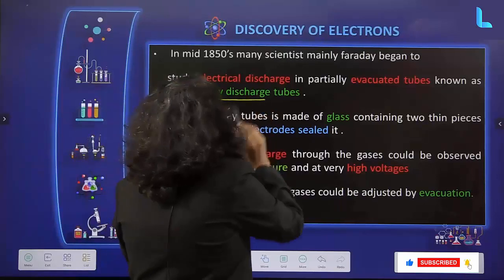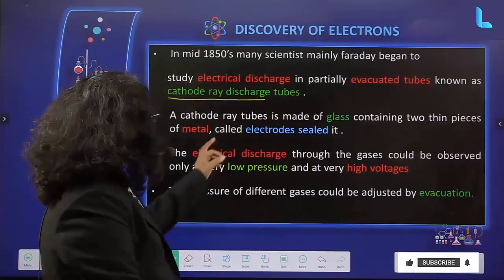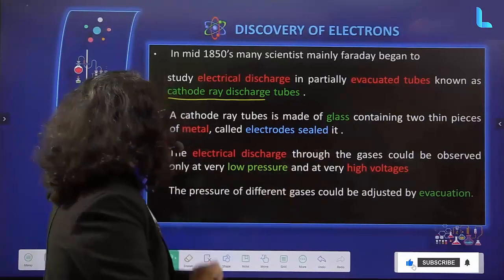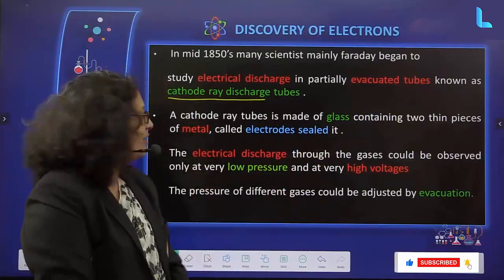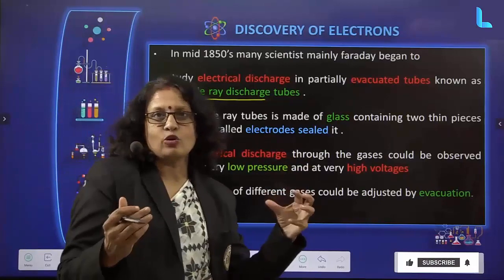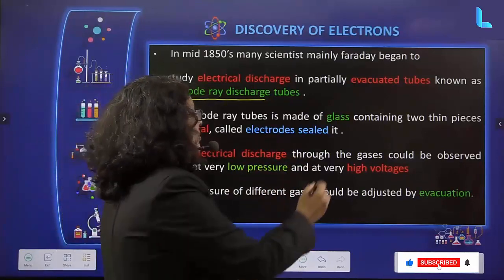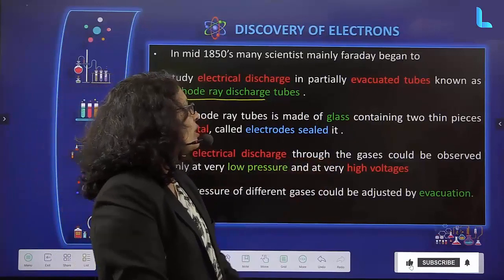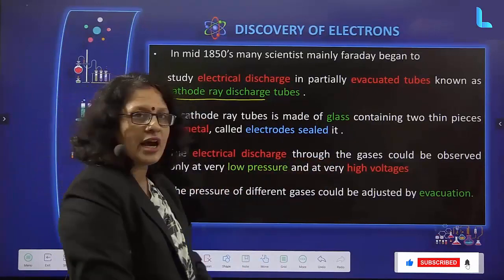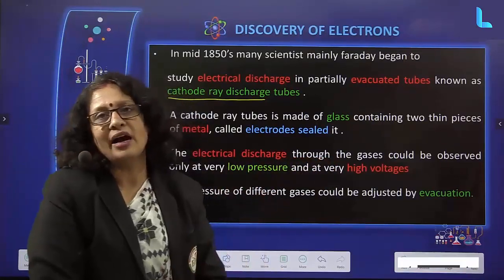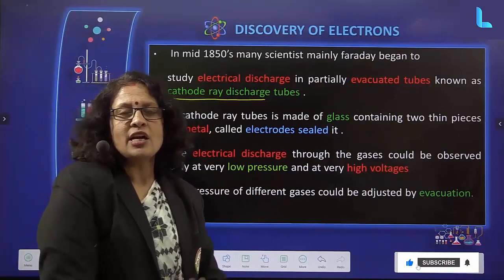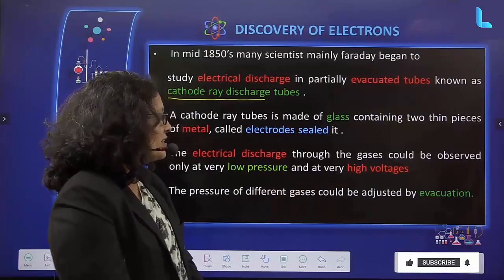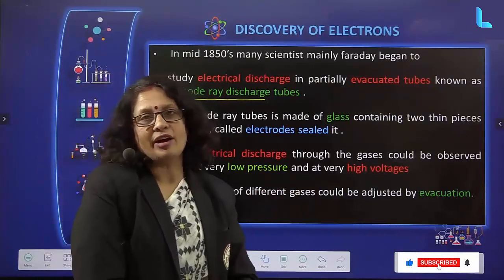In the mid 1850s many scientists like Faraday began to study electrical discharge in partially evacuated tubes known as cathode ray tubes. A cathode ray tube is made of glass and contains two thin pieces of metal, electrodes, at the two ends. The electrical discharge through gases could be observed only at low pressure and high voltage. The pressure of different gases could be adjusted by evacuation.